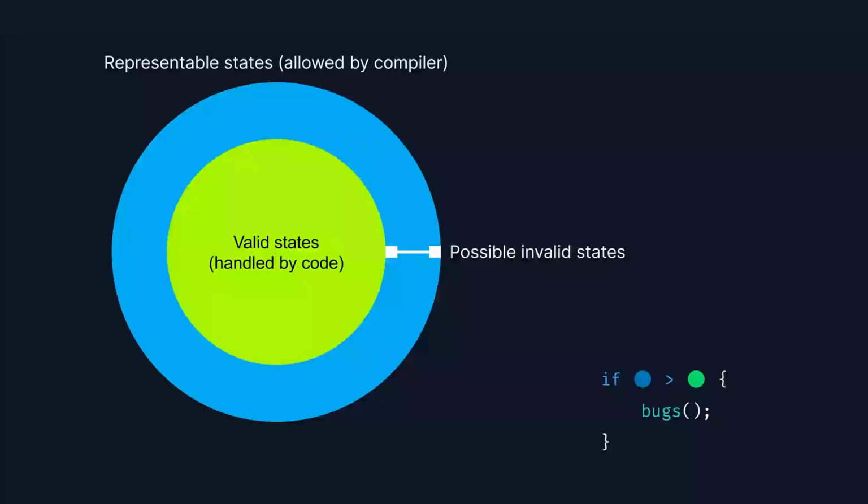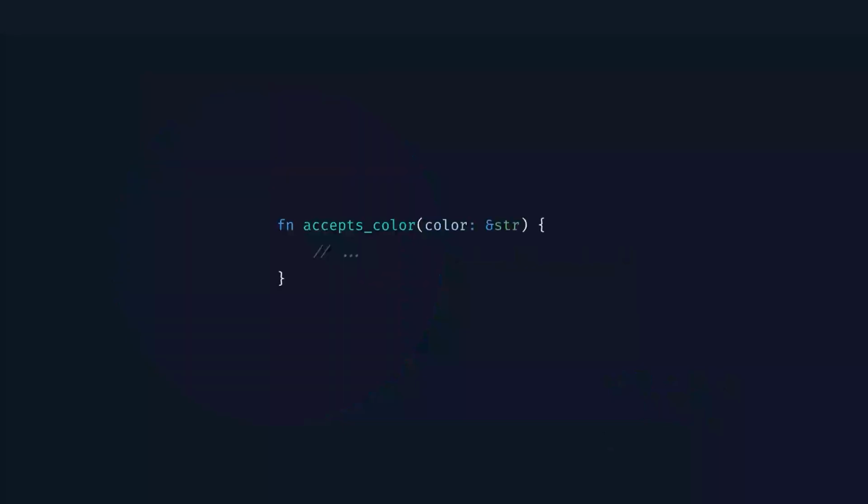Increasing the number of cases handled by the code tends to increase the code's complexity, and complex code also has a high tendency to be buggy if you're not careful. Therefore, in this video, we're covering the latter strategy, decreasing the number of representable states. Another way to think of this is that we're moving as many errors as possible from runtime to compile time. Let's take a look at a simple example.